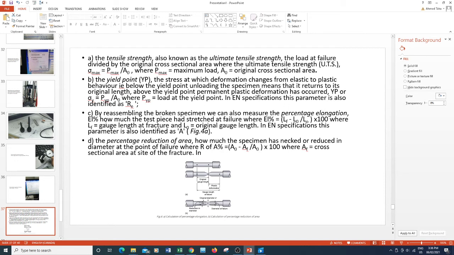Now, by reassembling the broken specimen, we can also measure the percentage elongation, how much the piece has stretched at failure, which is equal to final length minus L naught, divided by L naught, times 100%. And we are also going to determine the percentage reduction of area, which is how much the specimen has necked or reduced in diameter at the point of failure. It equals A naught, the initial area, minus A_F, divided by A naught, where A_F is the cross-sectional area at the site of the fracture.